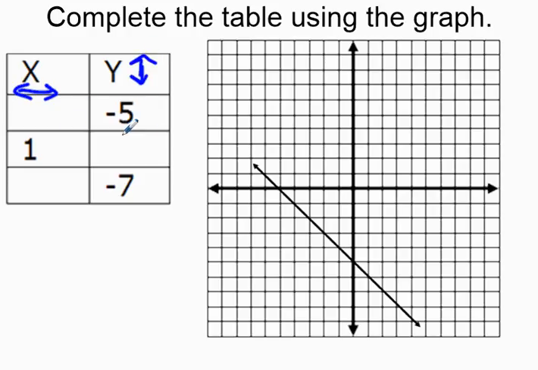So in this first example here, we want to fill in this first space, which gives us the y-coordinate, so we need to fill in the x-coordinate. So it's giving us the y-coordinate, which is our vertical movement. So I'm going to start at the origin, and I'm going to move up or down. Because it's -5, I'm going to move down 5 spaces. 1, 2, 3, 4, 5.